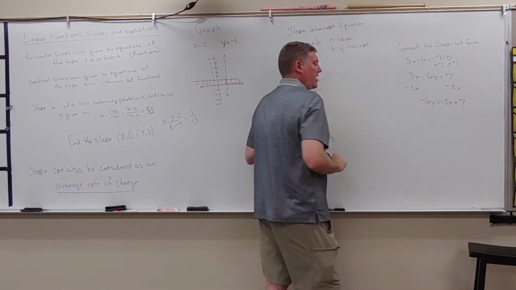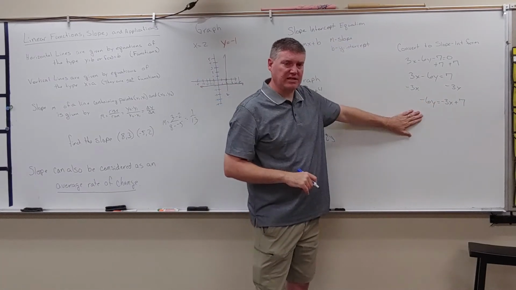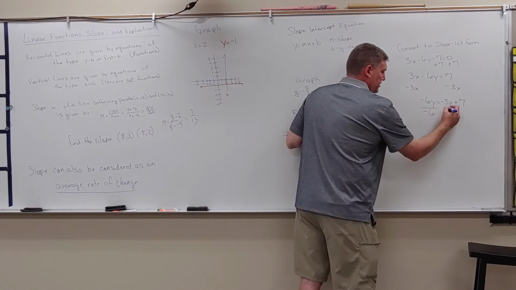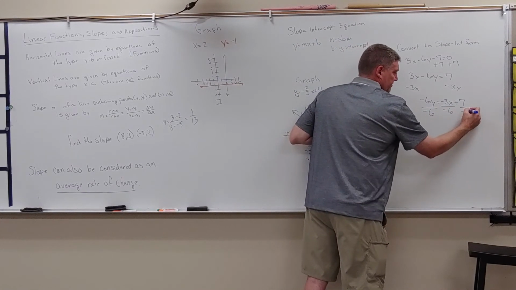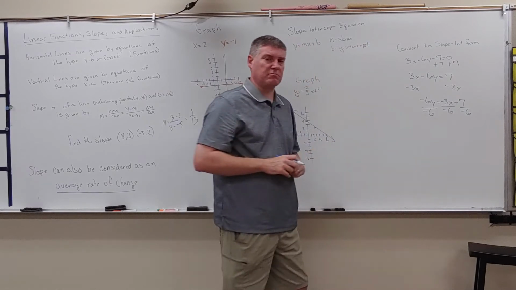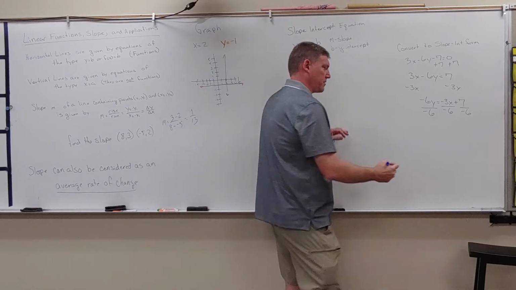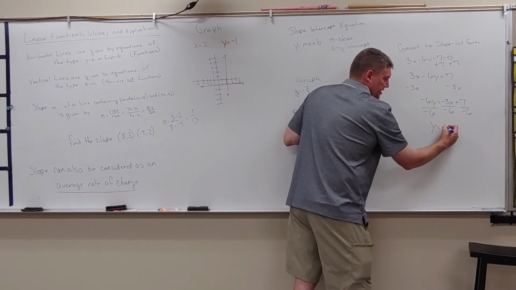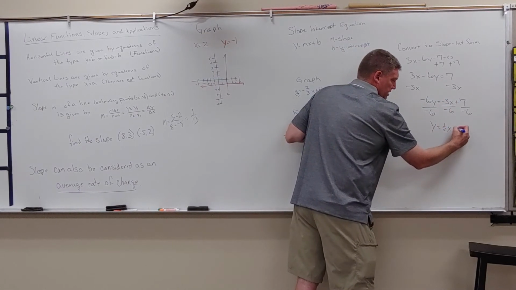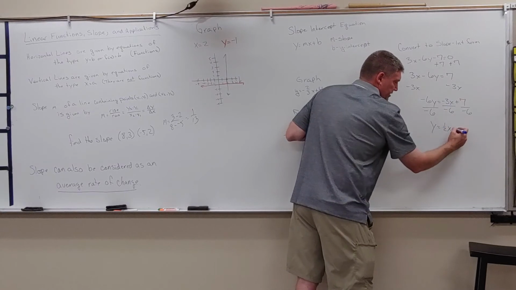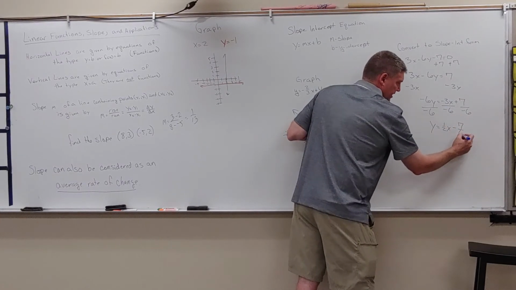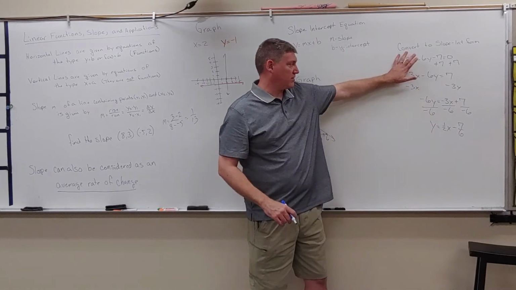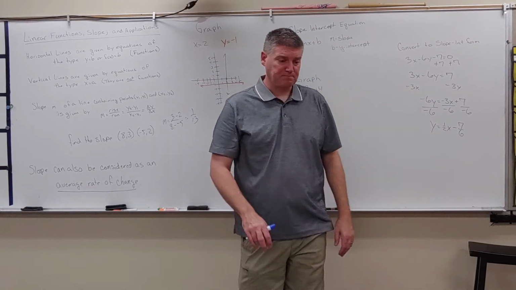So I subtracted off my 3x. The last thing I need to do is divide by -6. So I'm going to divide by -6, and when I divide by -6, I have to divide every single term by -6. Very, very important. So then I get y equals, well, -3 over -6 is 1/2 x. Plus, and a minus gives me -7/6. So I have my slope, I have my y-intercept. I have now converted to slope-intercept form.